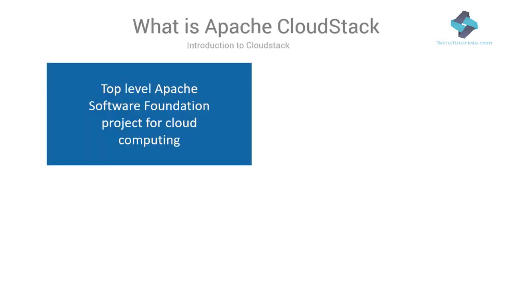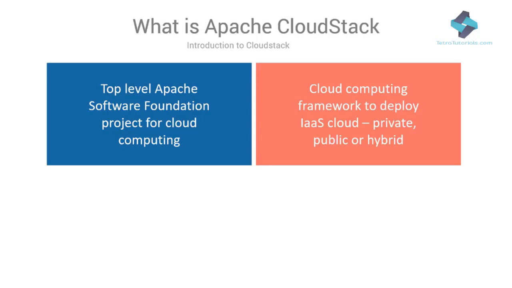So what exactly is Apache CloudStack? What is it used for and how can we implement it? Apache CloudStack is a top-level project of the Apache Software Foundation. Apache CloudStack is an open source infrastructure as a service platform that manages and orchestrates pools of storage, network, and compute resources to build a public or private IaaS compute cloud.